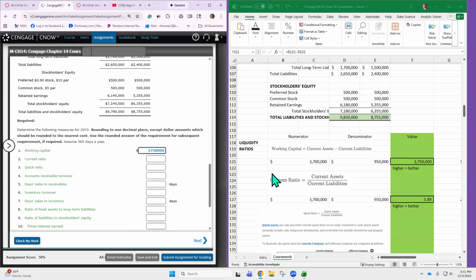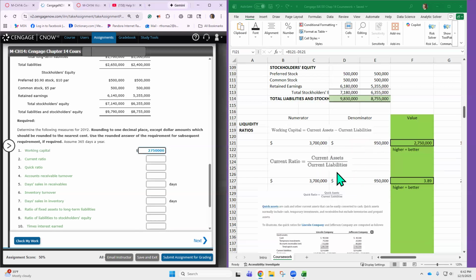2,750,000 is the working capital. What does that do? It measures a company's ability to pay their current liabilities. So you're going to have one called working capital, one called current ratio, and one called quick ratio. All three of those help determine the ability of a company to pay its current liabilities. Okay, I'm going to the next one now.